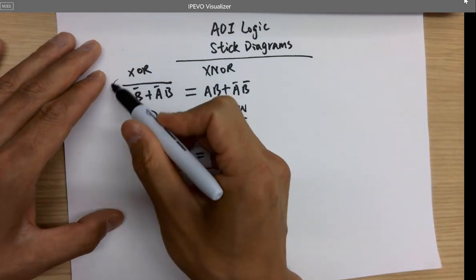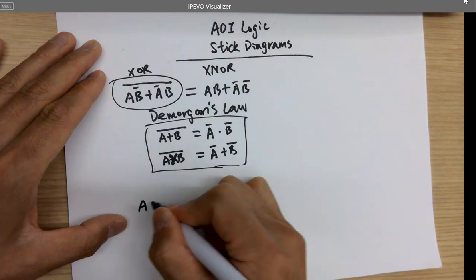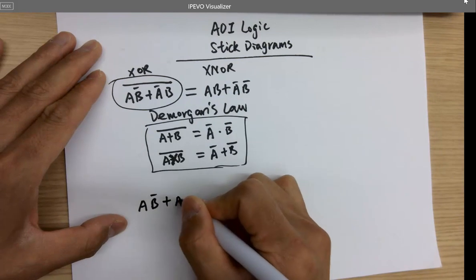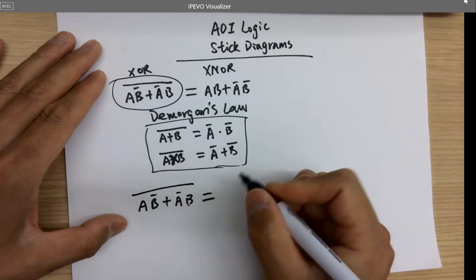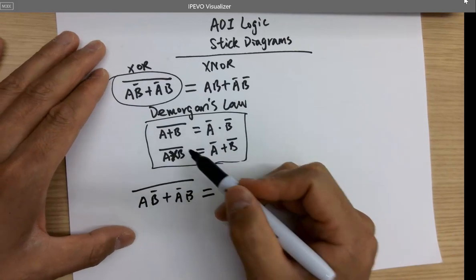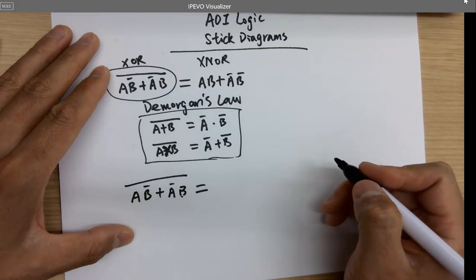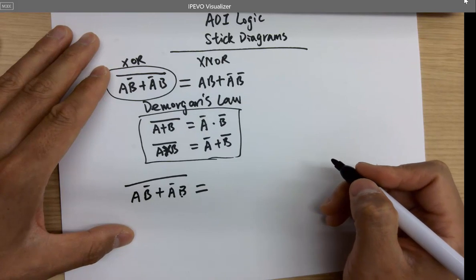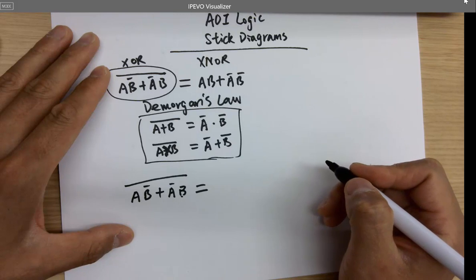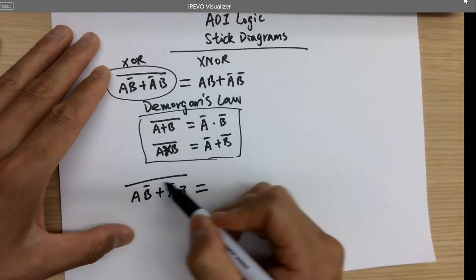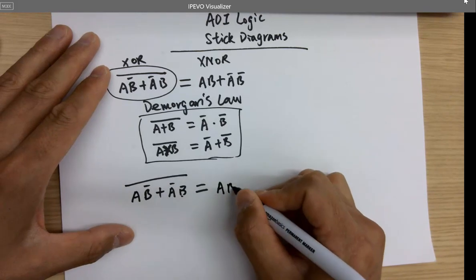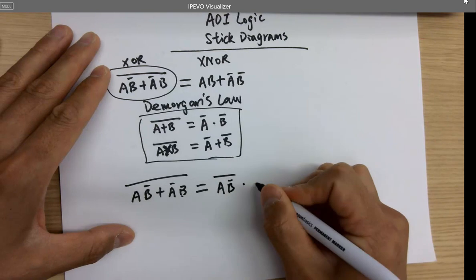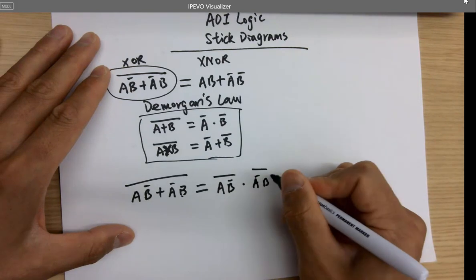So now let's start from here. A, B not, or A not B, that's XOR logic. And if I put a bar on the top, according to De Morgan's law, this equals what? Split the bar and change the sign. Let's start with the top bar first. So split the bar and change the sign, you're getting A B not, and A not B, both inverted, right?